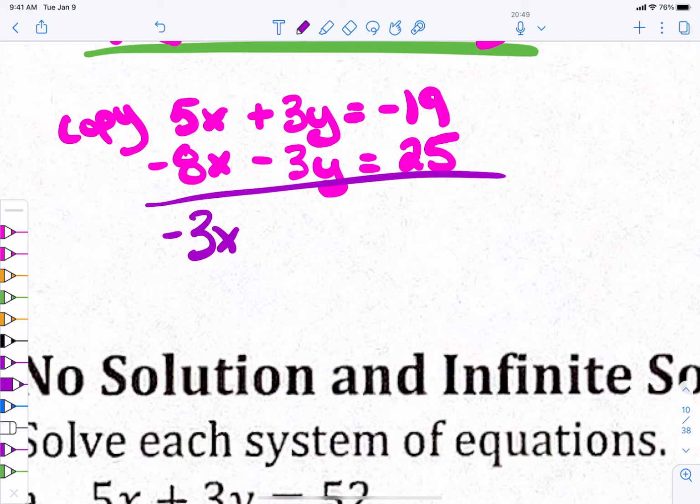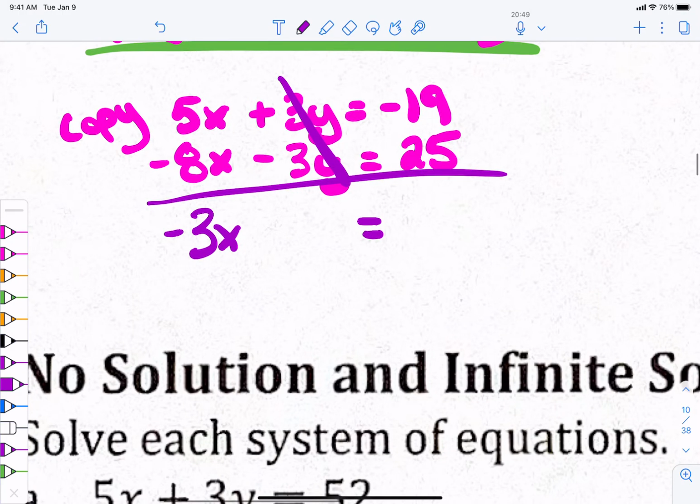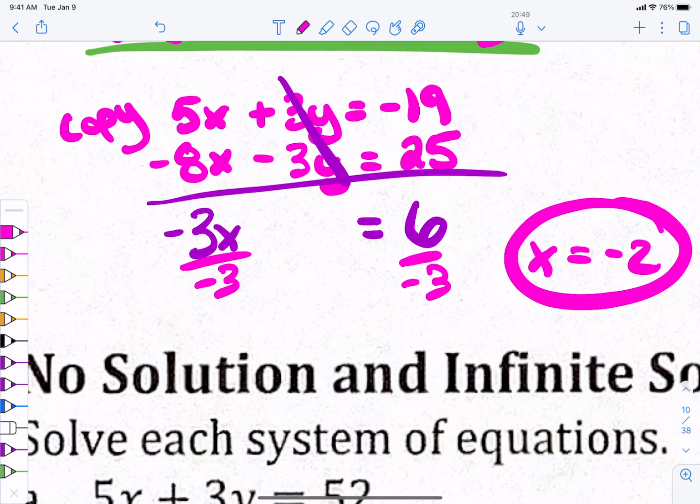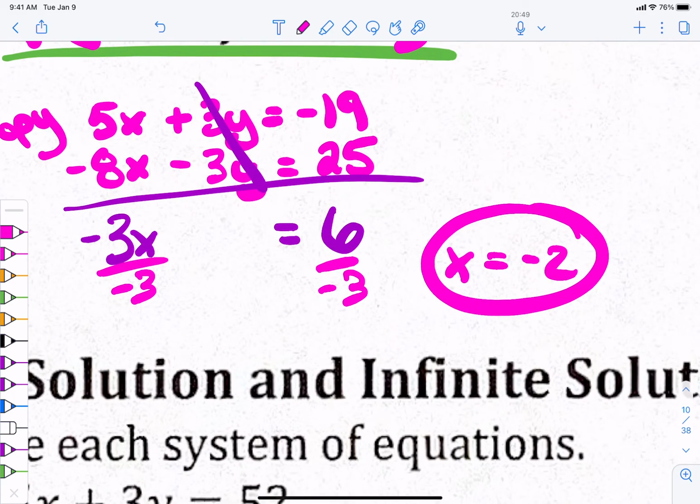Negative 3x. 3y minus 3y cancels out. If it doesn't cancel out, we did something wrong, right? Negative 19 and 25 makes positive 6. And now all we have is 3x equals 6. And then we divide by negative 3. What's 6 divided by negative 3? Negative 2. Okay? All right, now we're not done yet. We got to solve for y.